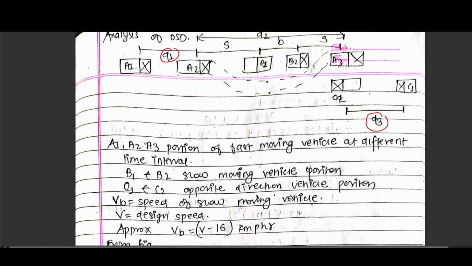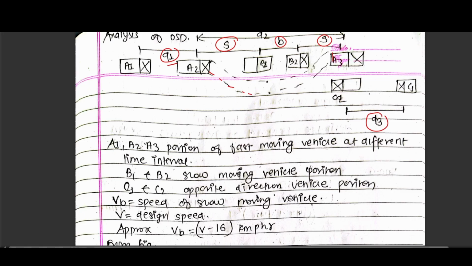I'm coming at full speed, and in the reaction time I cover the distance d1. After the reaction time I start overtaking. That's why the total distance covered is d1. S is the spacing between my vehicle and the slow moving vehicle, and b is the distance covered by the slow moving vehicle during my overtaking time, and d2 is the distance covered during overtaking, and again s is the spacing between my vehicle and the slow moving vehicle.